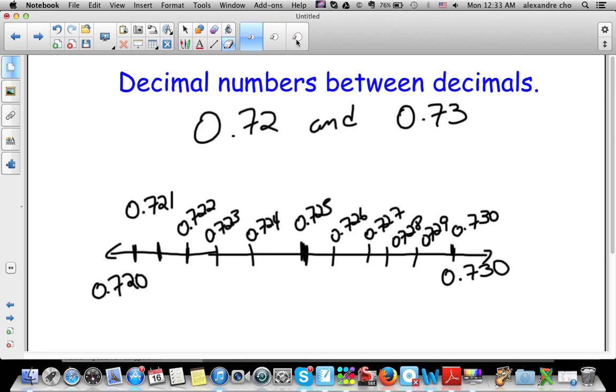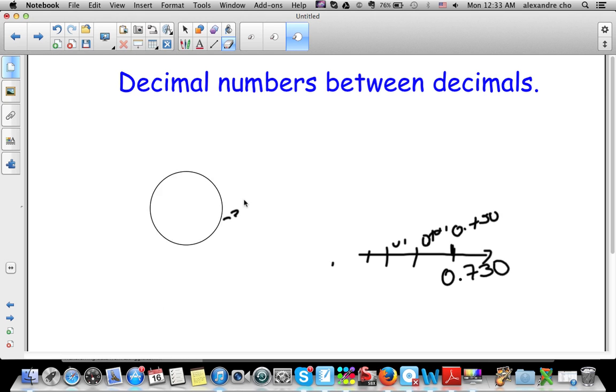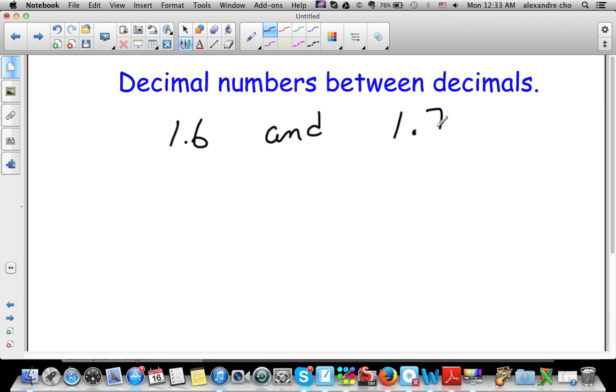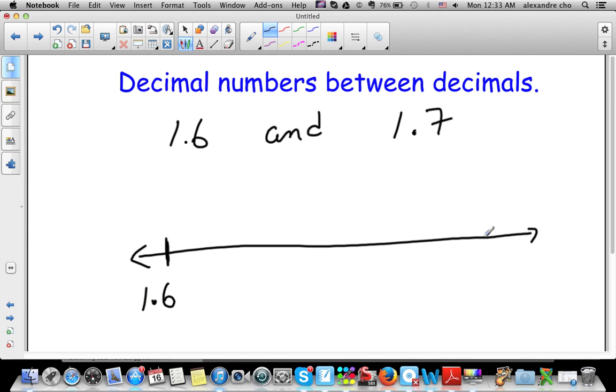Okay, so let's erase this. Actually, let me do one more. Decimal numbers between. So let's pick a number like 1.6 and 1.7. Okay, what numbers are between those? The easiest way, if I said, please give me 2 or 3 numbers that are between, is to draw a number line. Make one 1.6, make this 1.7.